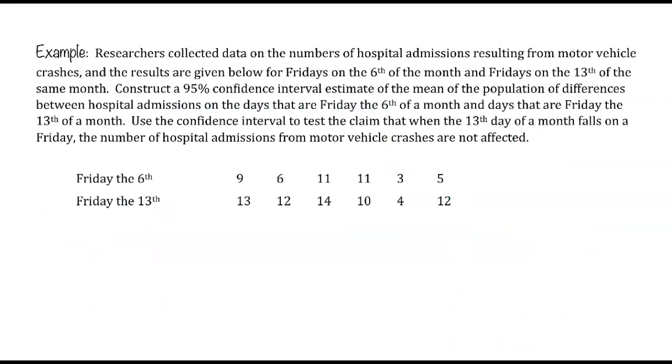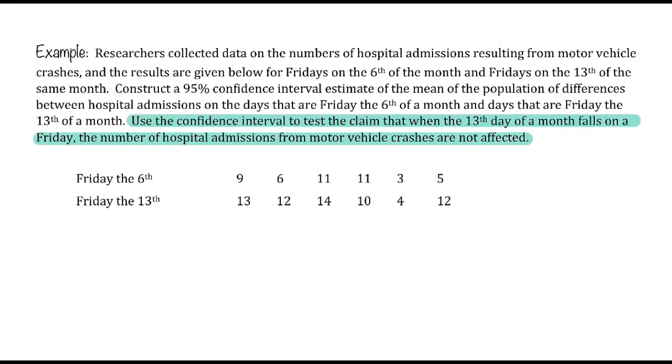In this example, we're going to test a claim by using a confidence interval. Researchers collected data on the number of hospital admissions resulting from motor vehicle crashes, and the results are given below for Fridays on the 6th of the month and Fridays on the 13th of the same month. Construct a 95% confidence interval estimate of the mean of the population of differences between hospital admissions on the days that are Friday the 6th of a month and days that are Friday the 13th of a month. Use the confidence interval to test the claim that when the 13th day of a month falls on a Friday, the number of hospital admissions from motor vehicle crashes are not affected.